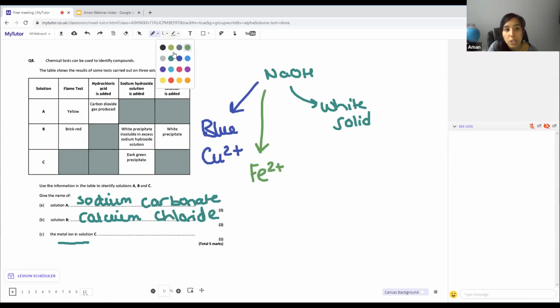And the final one you need to know about is if you get a brown colour. I've not got a brown colour in my colour palettes, but we'll just assume this orangey colour is brown, and that is Fe3+. So I'll put brown there, just so you remember.